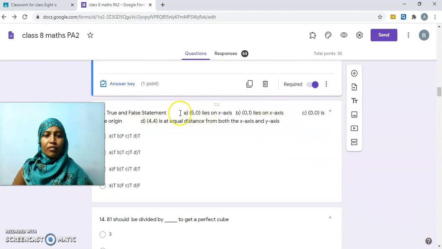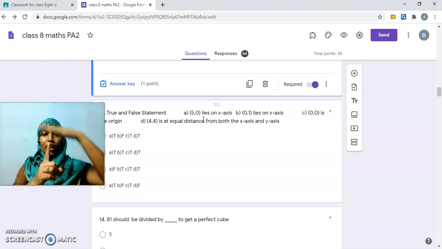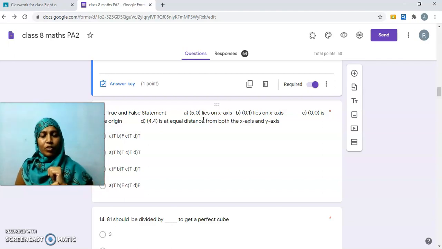Here, I have 4 questions, A, B, C, D. You have to choose for each and everything. 5, 0 lie on x-axis because 0 is y coordinate and I have not moved anywhere vertically. Okay, y is 0. The y-axis is a vertical line, isn't it? And I have not moved anywhere in that vertical line. So, it lies on the x-axis.